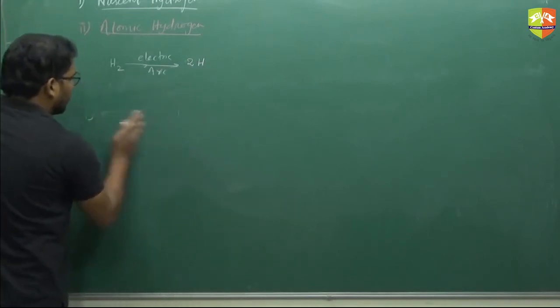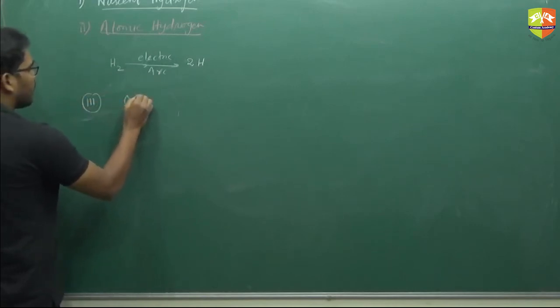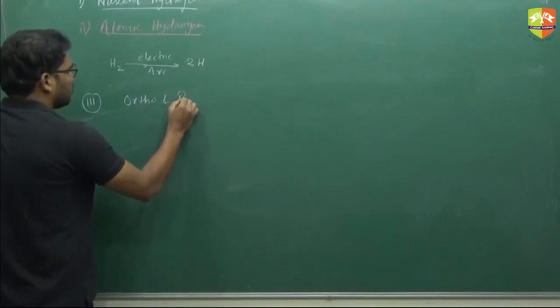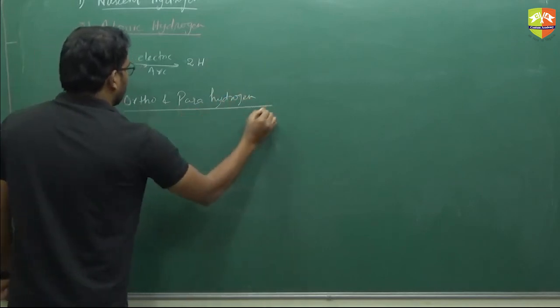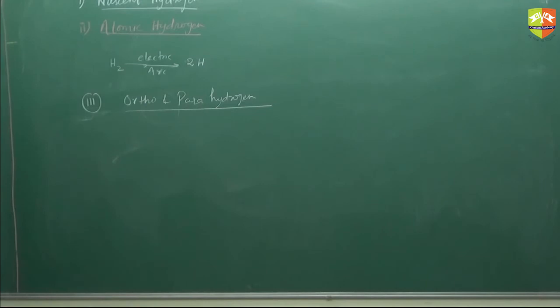The last one, write down the last one, the third one is ortho and para hydrogen. Ortho and para hydrogen. In a hydrogen molecule, when both protons, the two protons in a hydrogen molecule, spin in the same direction, then it is known as orthohydrogen.